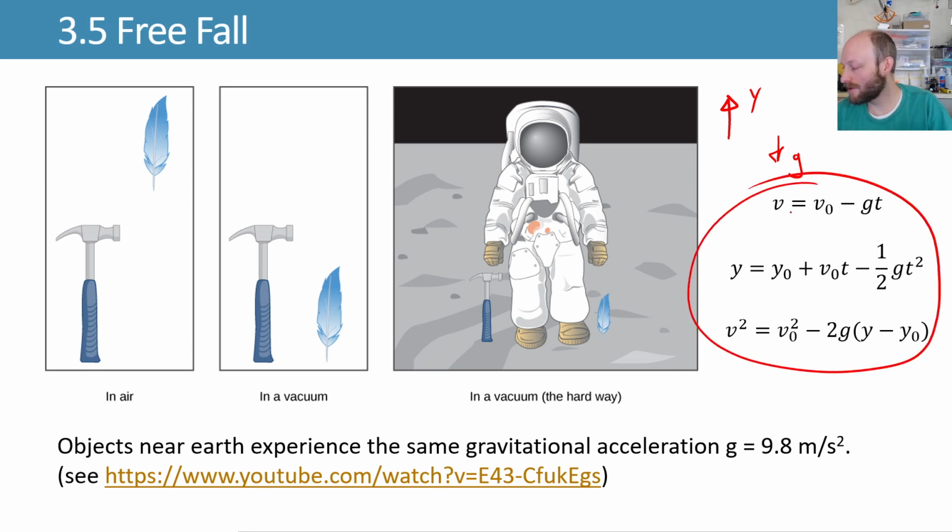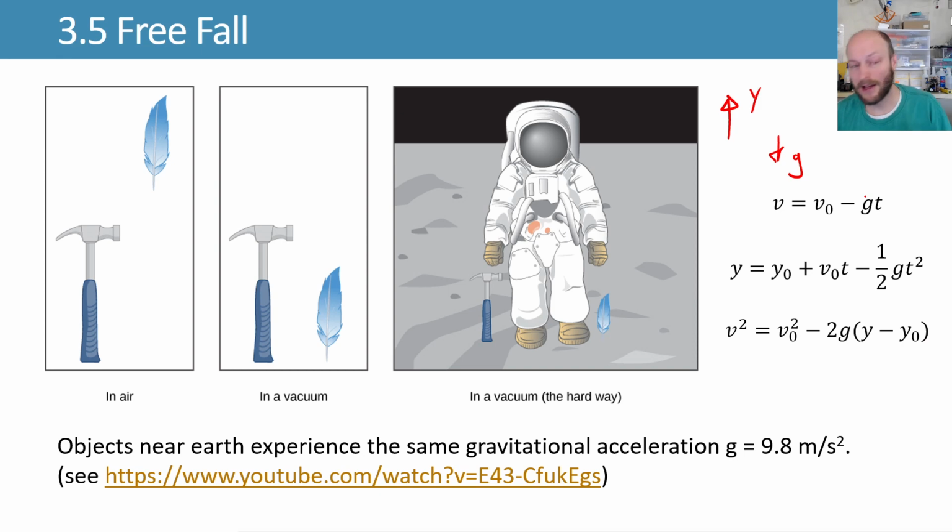These are constant acceleration equations that are valid for free fall, neglecting aerodynamic drag. Neglecting drag. So if you can't neglect drag, then these won't be valid. So dropping a feather, it's not going to behave this way if there's air around. But dropping a feather in a vacuum, it will behave this way.